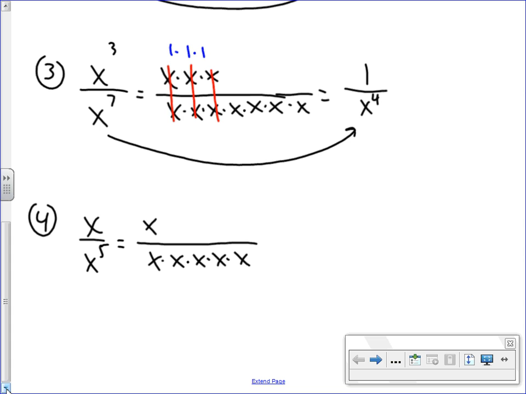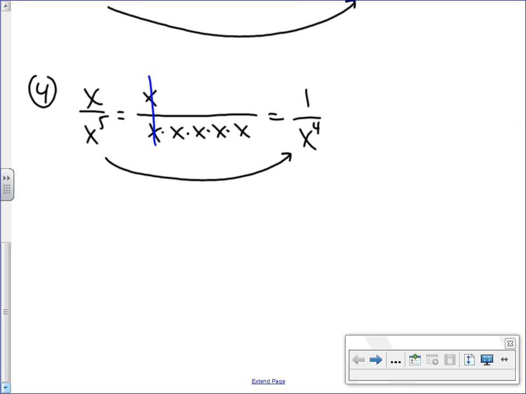I'm looking for what can cancel. 1 cancels. All right, what does that leave me in my numerator? A 1. And in my denominator, an x to the 4th. So once again, take a look at the beginning, take a look at the end, and we're trying to come up with a shortcut so that we don't have to keep writing this out long ways. And I think you can see pretty quickly, pretty easily, that the shortcut is to subtract.